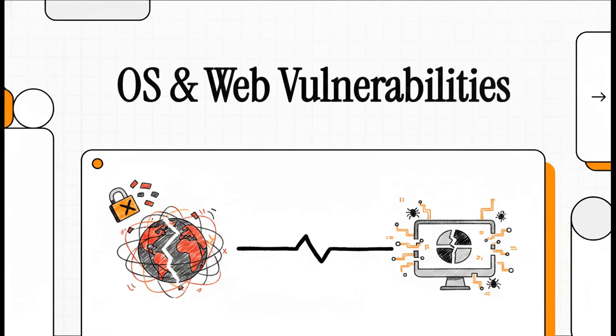Welcome to the Explainer. Today, we're cutting right to the core of what leaves our digital world so dangerously exposed. We're going to be tackling Objective 2.3 of the CompTIA Security Plus exam. This means demystifying the actual, real-world operating system and web-based vulnerabilities that lead to those devastating data breaches we hear about literally every single day.